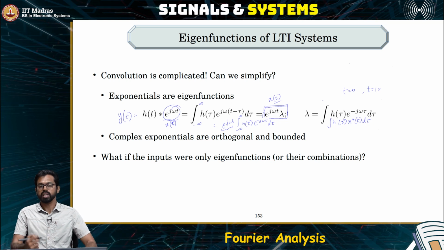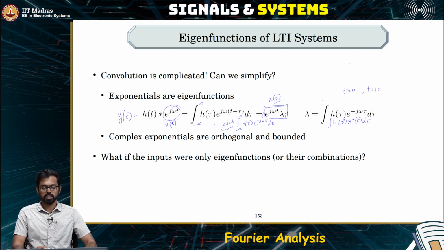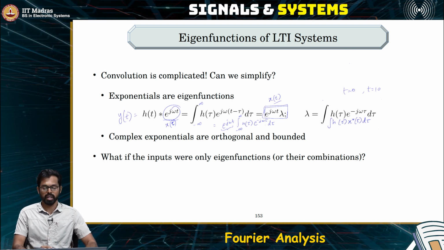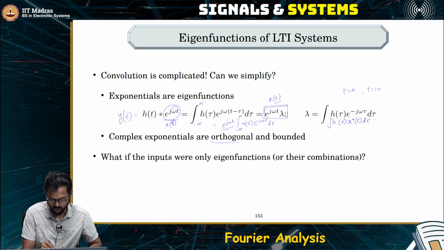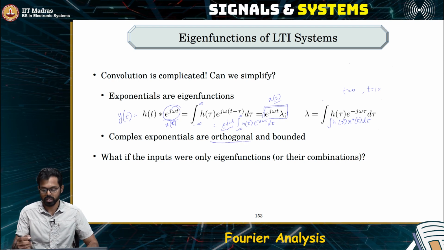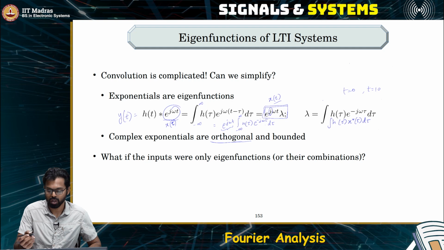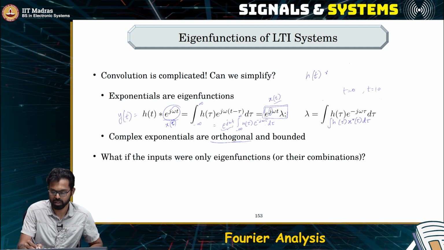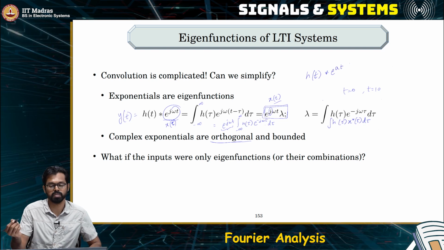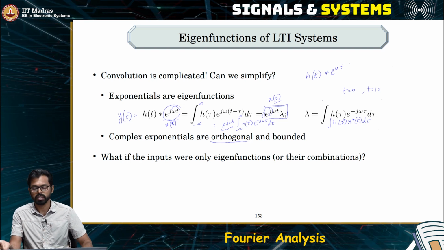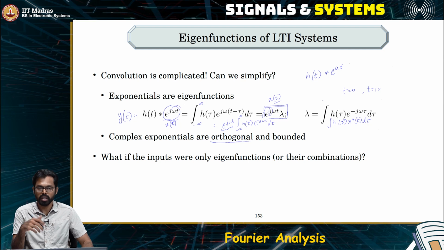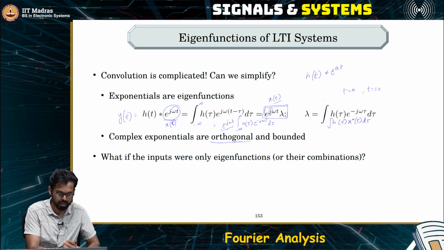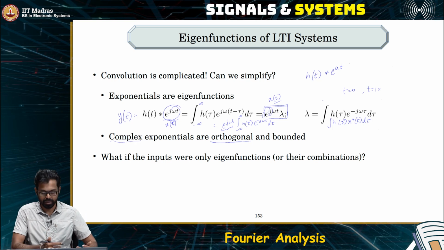And not only this, complex exponentials are something much more than just being an eigenfunction. They are also orthogonal. If you see here, why should we even consider a complex signal? You can just simply convolve h of t with some e power at, and it will still satisfy this property, which means any exponential is an eigenfunction, not just complex exponential.